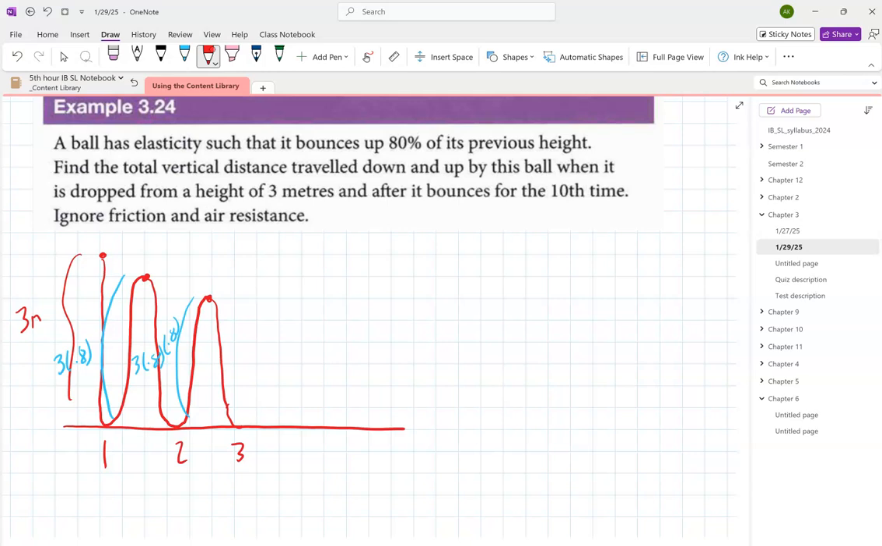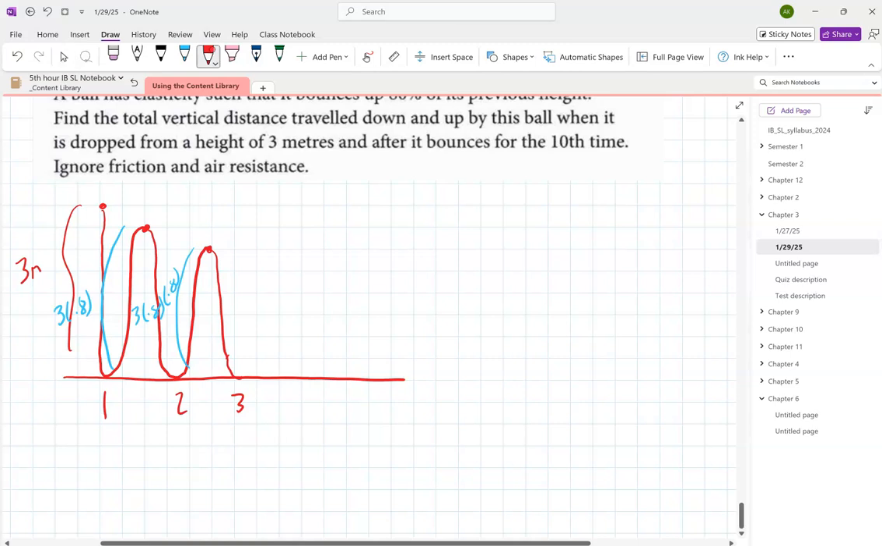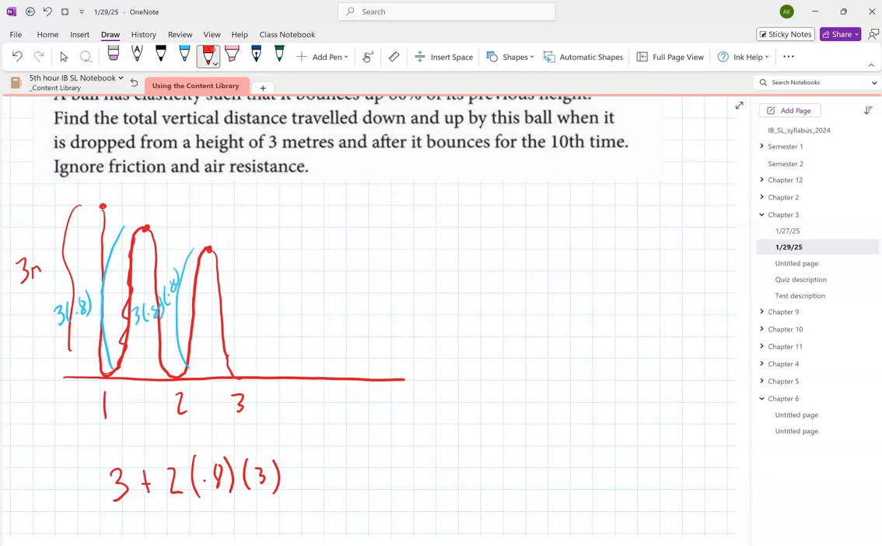So far, so good. So if I think about this, I fell 3 meters, and then I do 2 times 80% of that 3 meters, because I went up and then back down. Right, I went up it and then back down it. That's why it's 2. And then 2 times 80% of 80% of 3 meters.